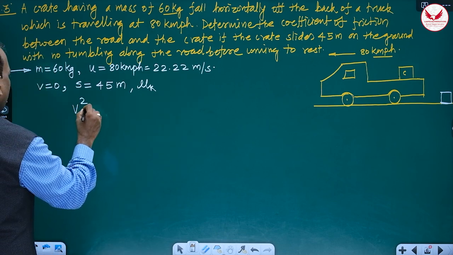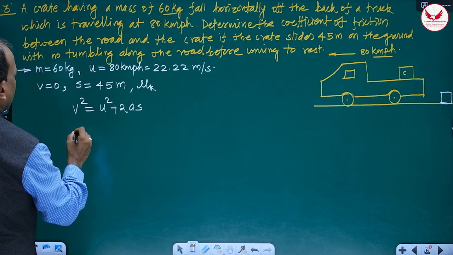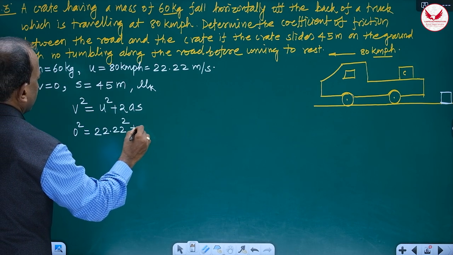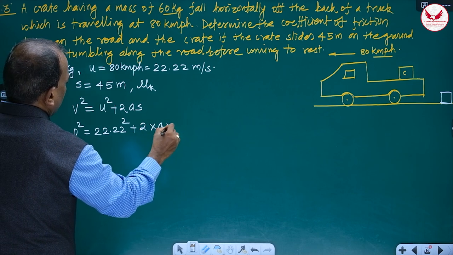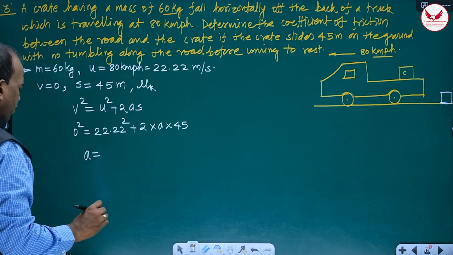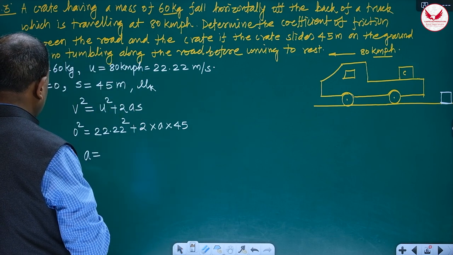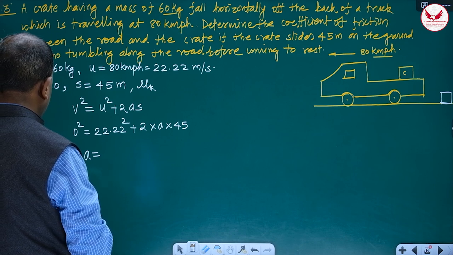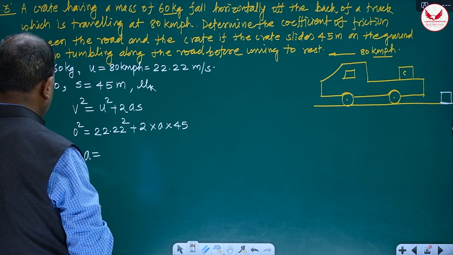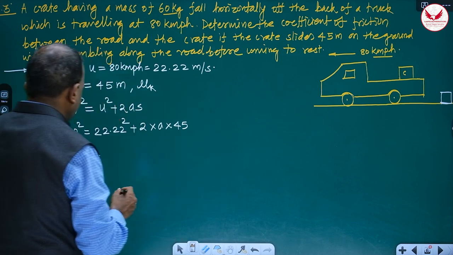And for getting the mu k also, initial velocity is known, final velocity is known, distance is known, then by using this first, what we can do? You will get A. V square is equal to U square plus twice As. 0 square is equal to 22.22 square plus 2 into A into 45. And then from this, A we will get, definitely it is going to be negative. It is going to be 5.48.